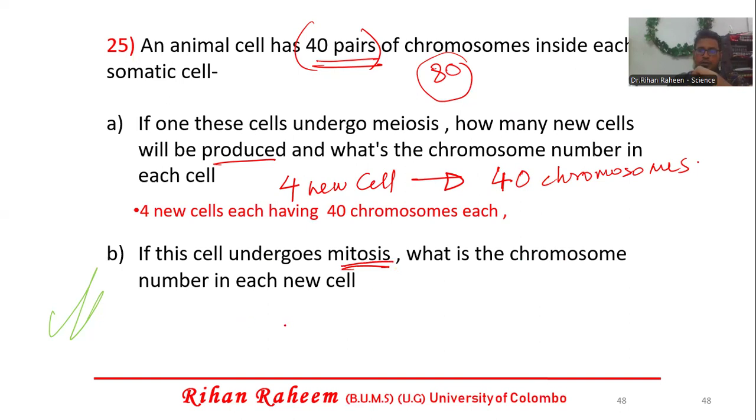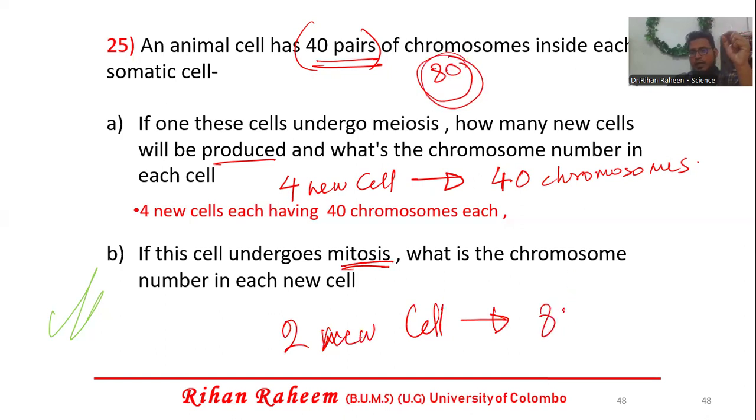If it undergoes mitosis, there will be 2 new cells. They have not asked for that, I'm just telling you: 2 new cells which are identical to the mother cell. So if the mother cell has 80, each will have 80 chromosomes. Are you clear about it?